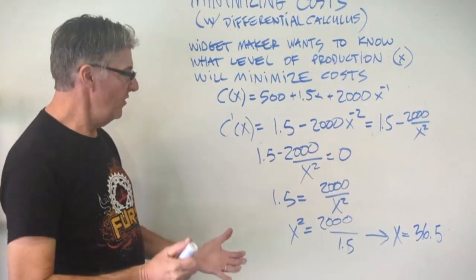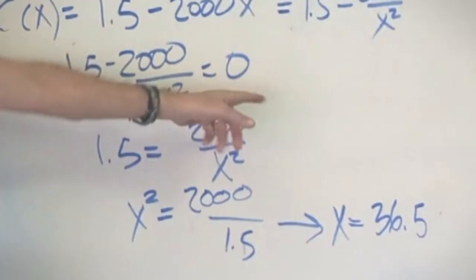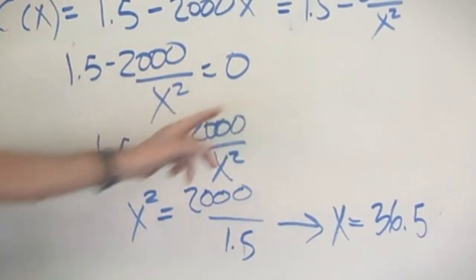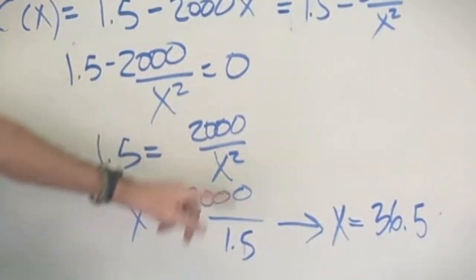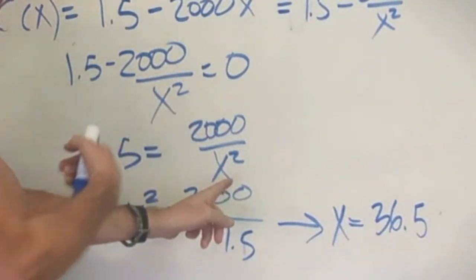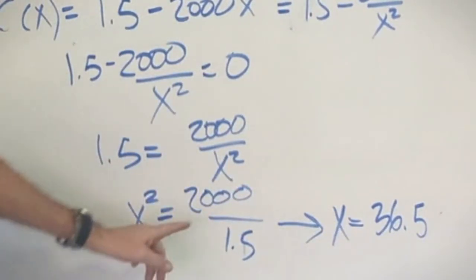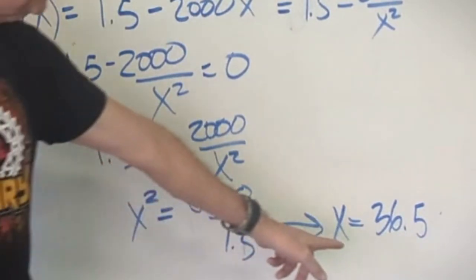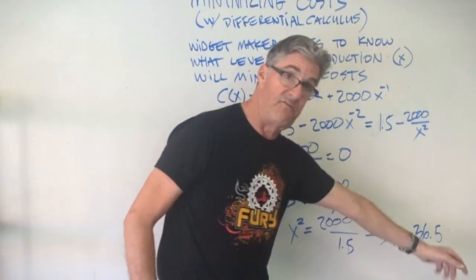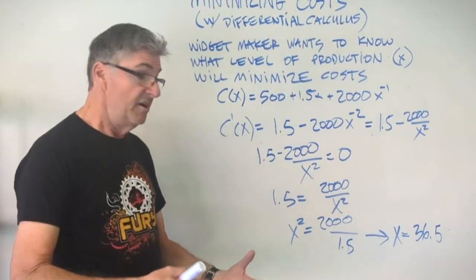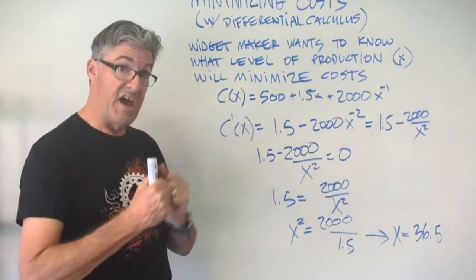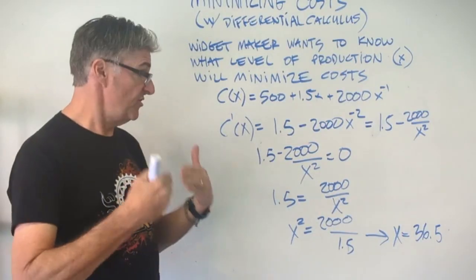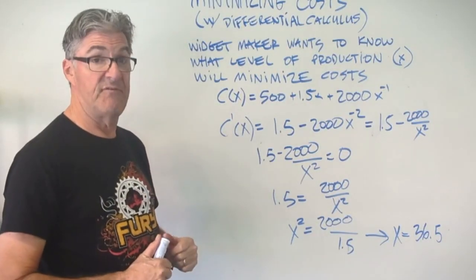All right, so I set my derivative equal to 0. Now I'm just doing some pretty straight up algebra. I'm going to move this negative term to that side. 1.5 equals 2,000 over x squared. Then I'm going to switch my 1.5 and my x squared to get this. Take the square root of 2,000 over 1.5, and that's going to give me x equals 36.5. So we found the value of x. We found how many widgets to make to minimize the cost, 36.5.